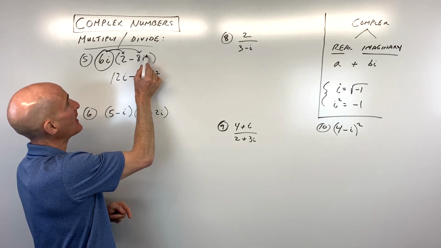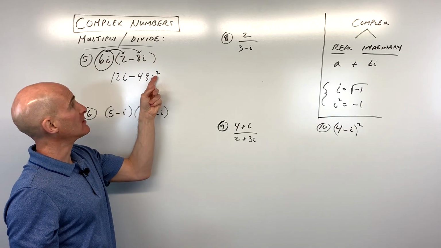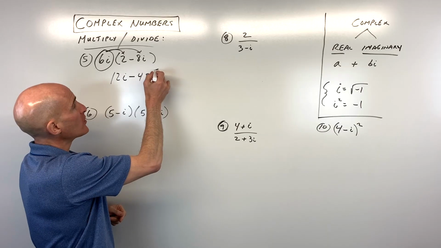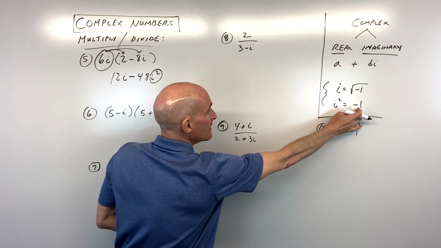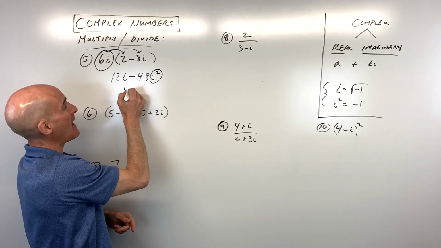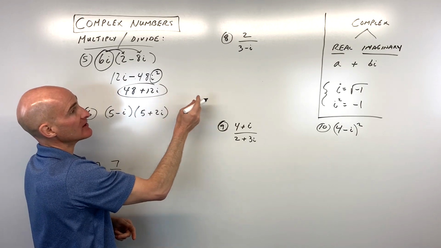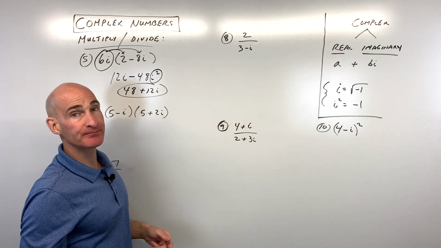Remember, when you multiply and you have the same base, you add the exponents. So this is like 1 plus 1 is 2. But remember, what's i squared equal to? Negative 1. So this is negative 1 times negative 48, which is positive 48, plus the 12i, and now you have it in standard form, a plus bi form.